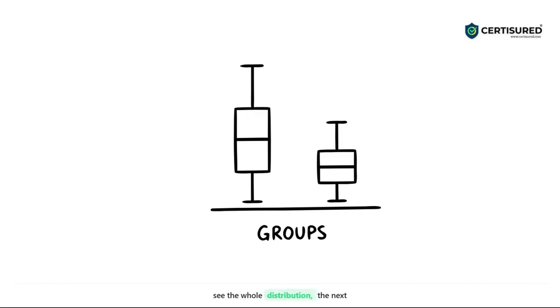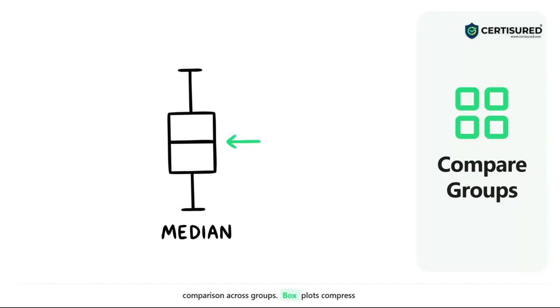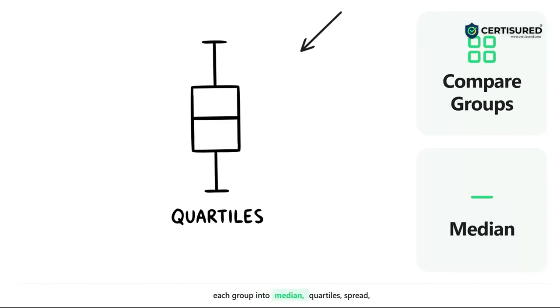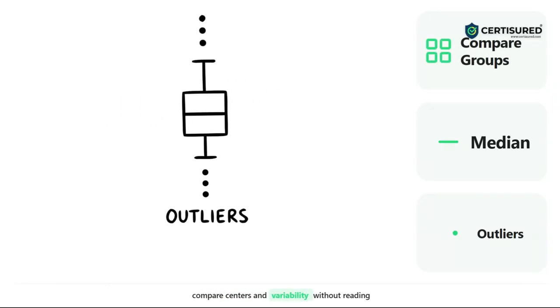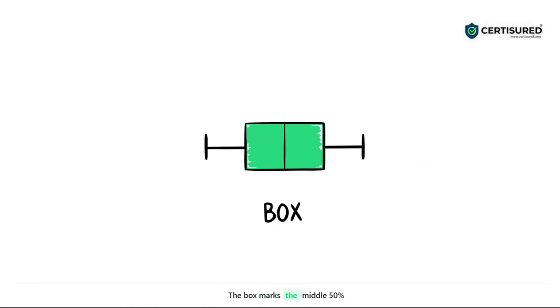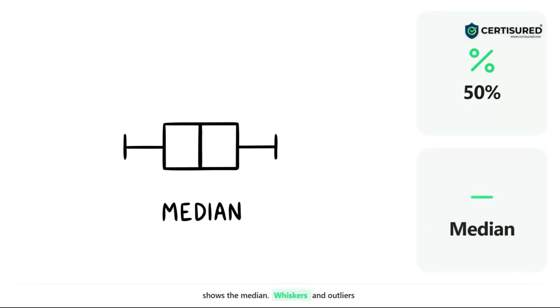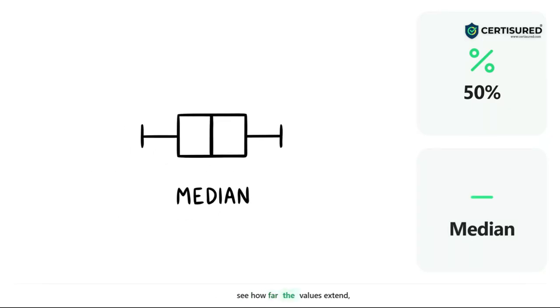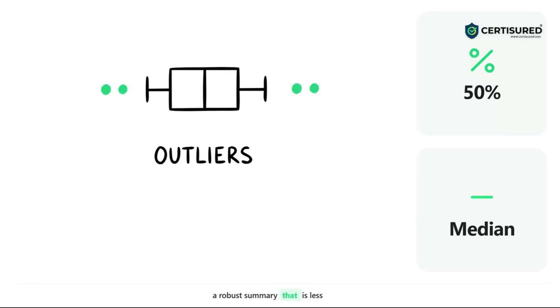After you see the whole distribution, the next step is often comparison across groups. Box plots compress each group into median, quartiles, spread, and outliers, so you can compare centers and variability without reading every individual point. The box marks the middle 50% of the data, and the line inside shows the median. Whiskers and outliers help you see how far the values extend and whether unusual cases are present. This is especially helpful when you need a robust summary that is less sensitive to extreme values.